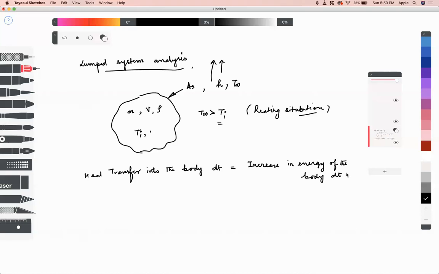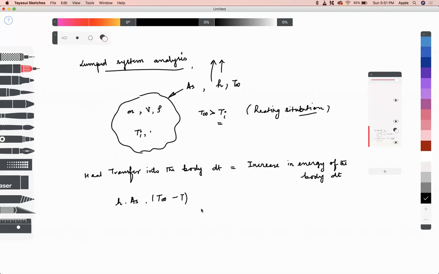Isn't it? That makes sense, because if heat is coming into the body, then definitely the energy of the body has to increase. Since energy can neither be created nor destroyed, both the quantities have to be equal. So how can I find how much energy has come? Since we are dealing with convection on the outside surface, we are going to use Newton's law of cooling, and this will be h into As, and since the ambient temperature is higher, T infinity minus T.